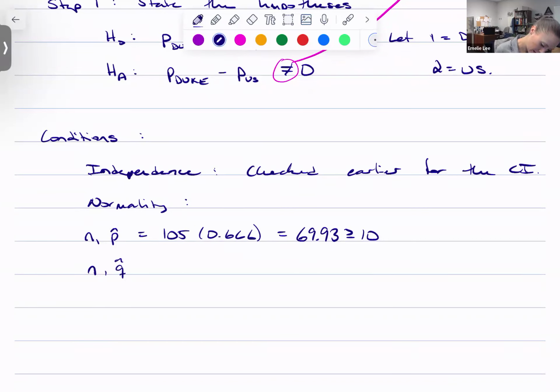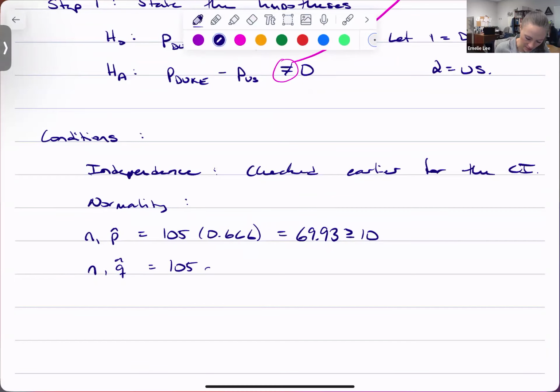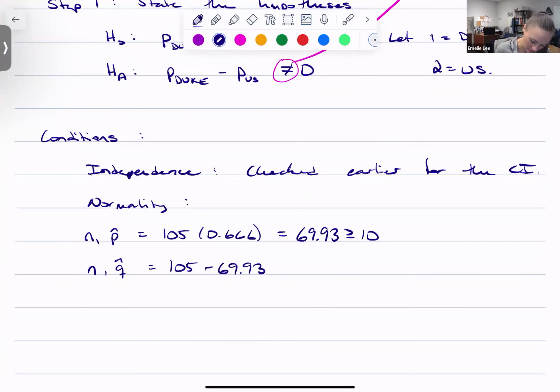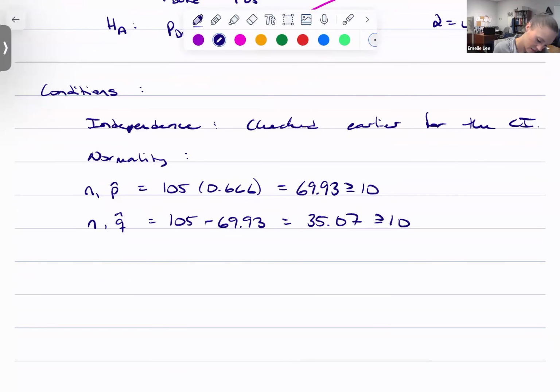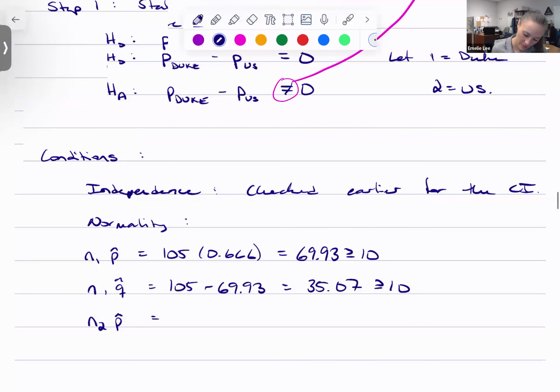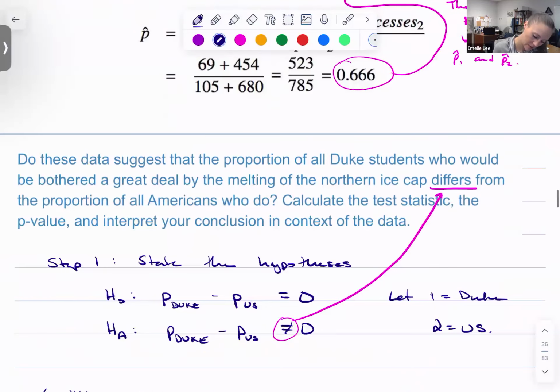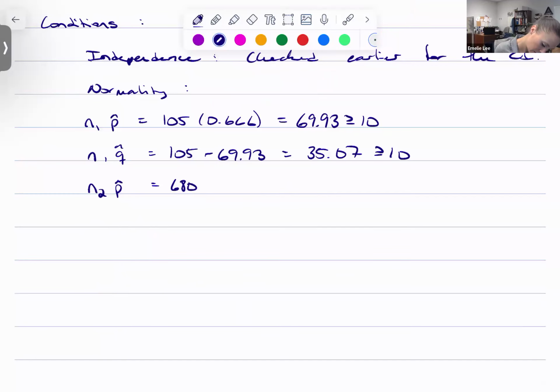N1 times Q hat is 105 times 1 minus 0.66. Or let's just do this, 105 minus 69.93. Could do that. If it's not a success, it must be a failure. Good. So sample 1 is all checked. Sample 2, sample size of 680 times 0.666.